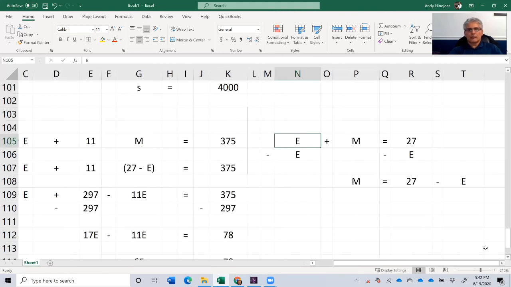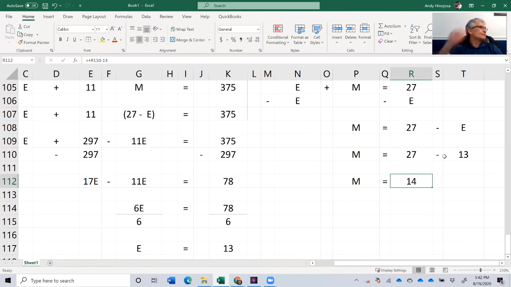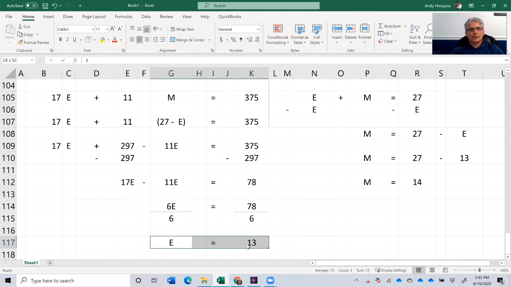Well, going back to the maple trees, since I'm going to be selling 13 elm trees, then M equals 27 minus 13, which means the number of maples equals 14. Okay, so we have the number of elms as 13 and the number of maples is 14.